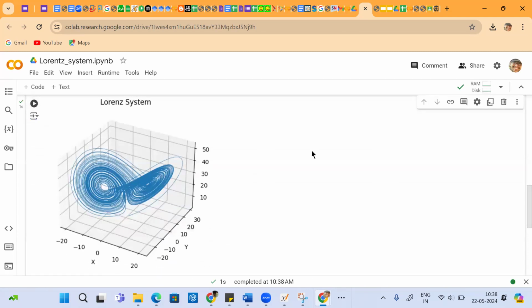So this is the plot that we get when we give the initial values of 1, 1, 1 and the sigma, rho and beta values which were given. We can see that the behavior is quite chaotic and we are not able to predict how the particles or molecules will behave when given certain conditions.